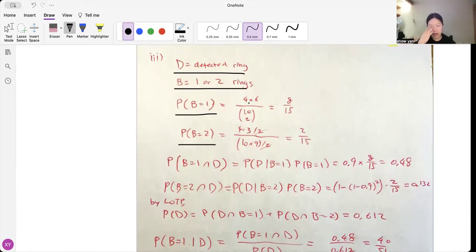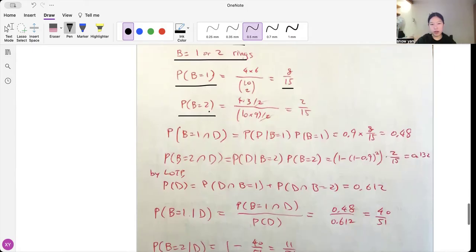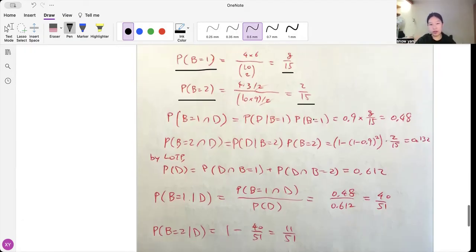If B was equal to 1, that means one of the birds had a ring and the other didn't. So out of the four birds that have rings, we choose one, and out of the other six birds, we choose another one. We could have chosen any two birds from the population of 10. That's why we have 4 times 6 divided by 10 choose 2, which gives us 8 over 15. For B equals 2, both of them are chosen from the four ring birds. So it's 4 times 3 divided by 2, divided by 10 times 9 divided by 2, which is picking two birds without caring about the order. Then we get 2 over 15.